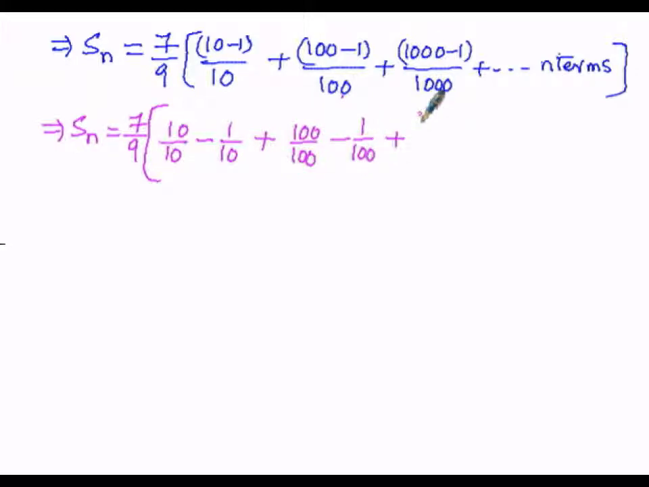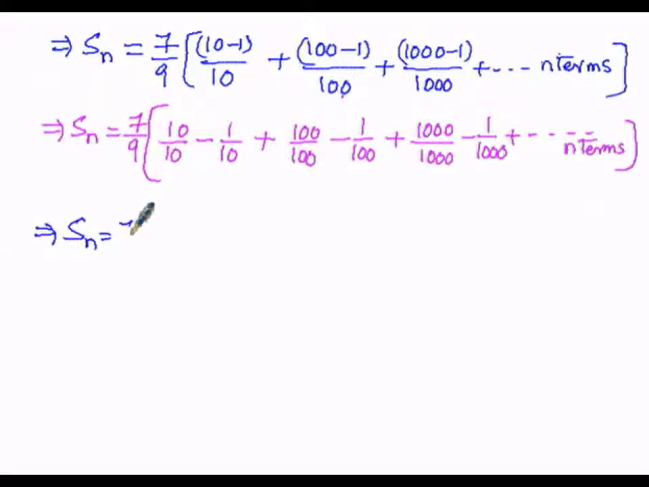Similarly, for the brackets, before the bracket there is a positive sign, so there is no change in the signs of the terms. So when we open those brackets, the partial division, 1000 divided by this, 1000 minus 1 by 1000 plus and so on, there are n terms in it, square bracket closed. Then the next logical step: S of n is equal to 7 divided by 9. I want to group after the cancellation.